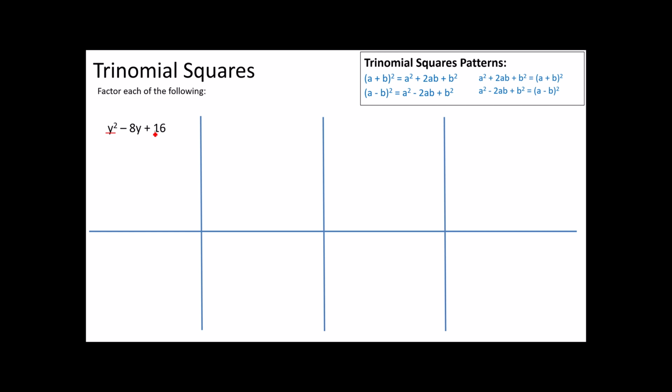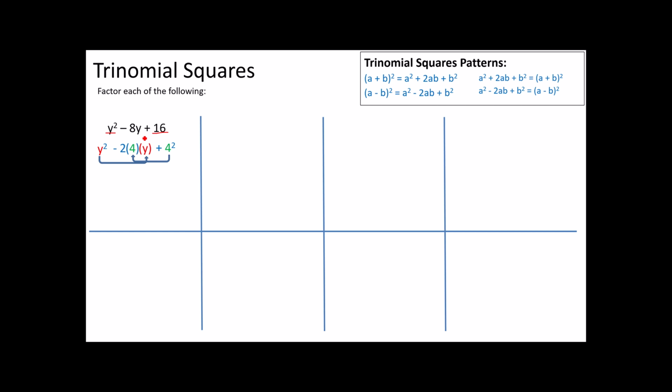I'm going to come over here and look at this and say, oh, 16 is a perfect square. It's 4 times 4. Y squared, 4 squared. The question is the middle: 2 times the 4 times the y? Notice 2 times the roots. Well, that's 8y. It is.